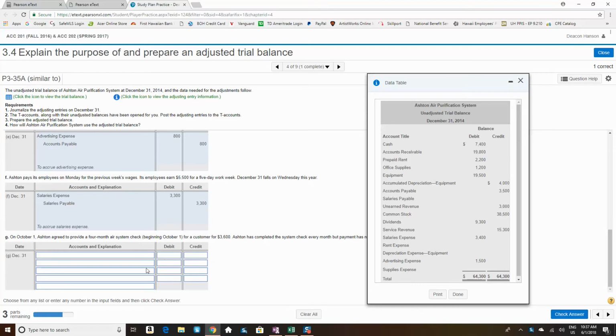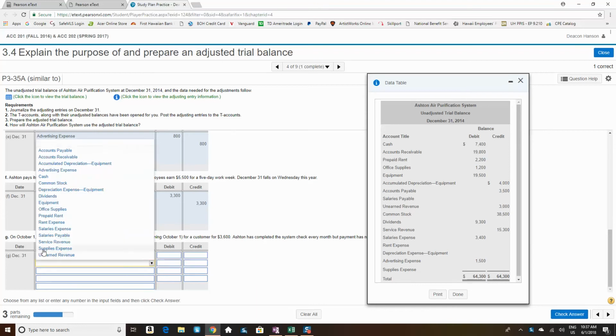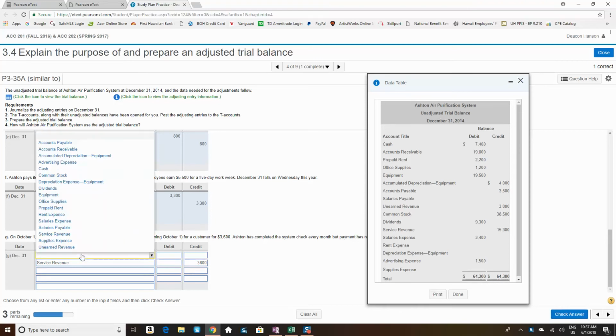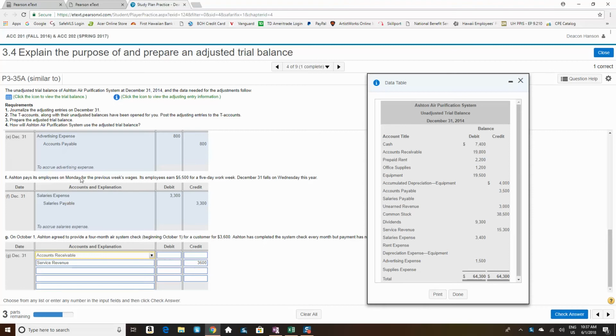Okay, so I'm going to kind of do it in reverse. I'm going to record the revenue first. So this will be service revenue. And I'm going to book it as a credit to service revenue, because service revenues increase with credits. But because we haven't received it yet, we cannot put it into the cash account. So we're going to use another asset called accounts receivable, which is on the balance sheet. Okay, 3,600. And this is to accrue service revenue.